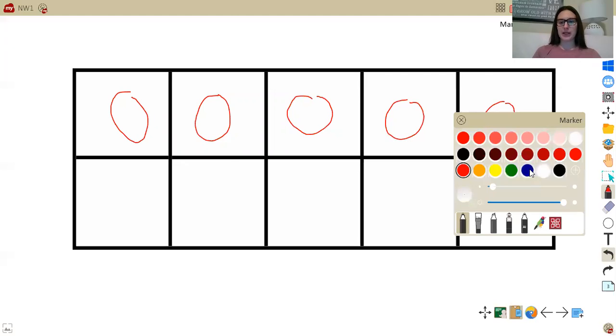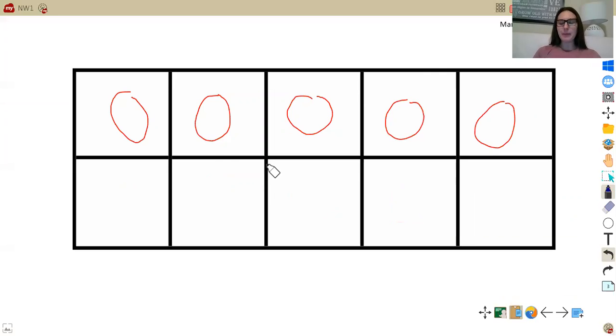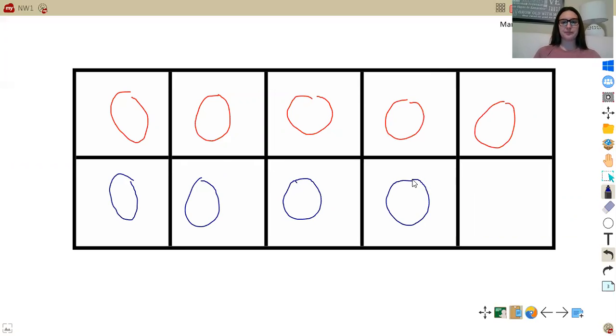Now I'm going to go back to blue to represent my blueberries. And I remember that Raul had 4 blueberries. So I need to draw 4 additional blueberries. And here on my 10 frame, I can see that I have 5 strawberries and 4 blueberries. So that tells me that 5, and 4 more, 1, 2, 3, 4, make 9. So 5 and 4 make 9.